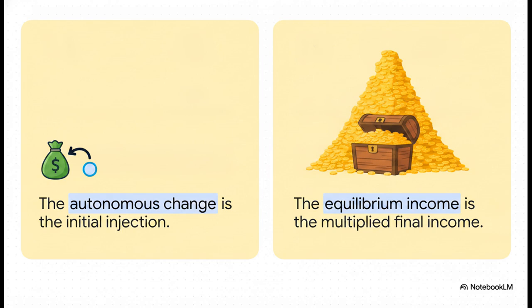The autonomous change is simply that initial injection into the circular flow. Remember our 100 million pounds? That's it. As soon as that injection happens, it shifts aggregate demand. Boom, that is your autonomous change. Now, the equilibrium real income, on the other hand, is the much larger, final, multiplied national income that we arrive at the very end. It's the grand total after all those successive rounds of people receiving income and spending a proportion of it. It's the pebble dropped in the pond versus the final size of all the ripples combined.